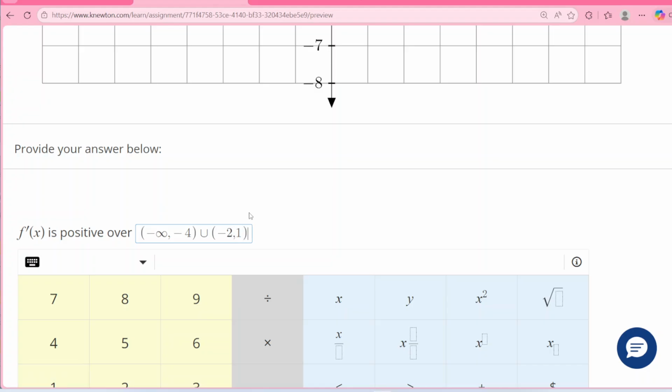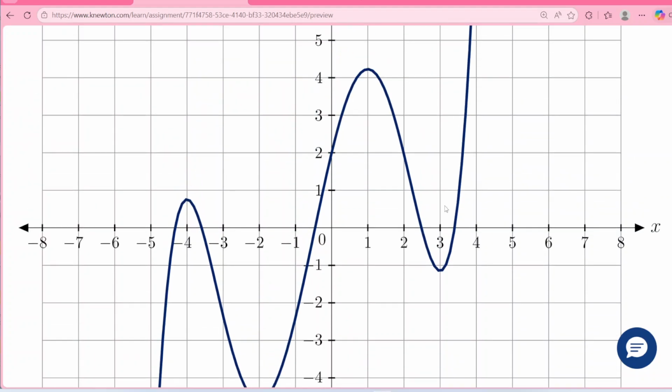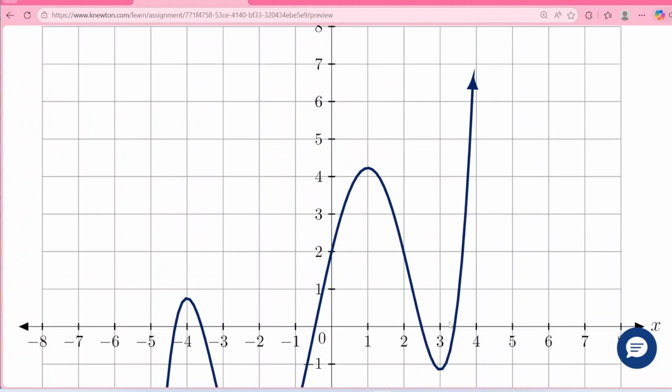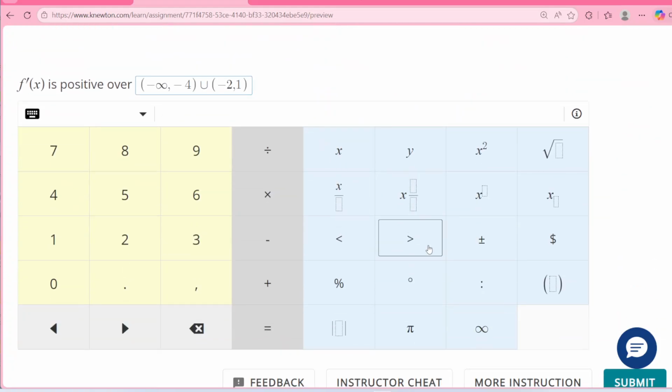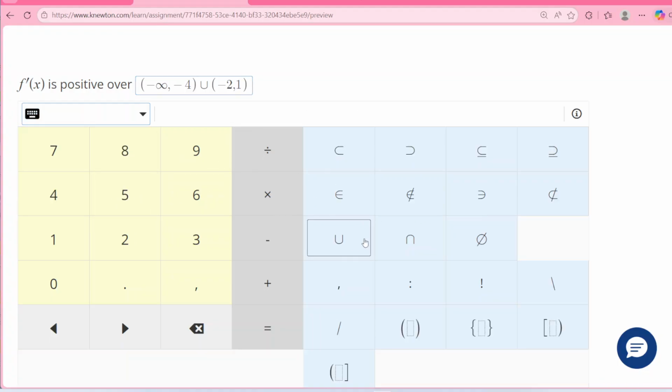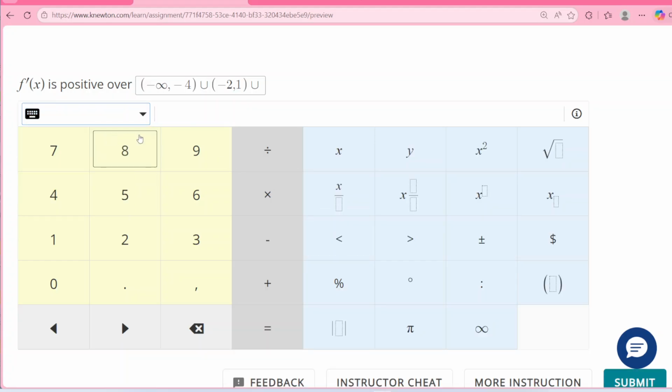And then one more. There looks like there's one more place, from 3 to infinity. From x equals 3 onward, the graph's going up. So union symbol again in the sets area, and then from 3 to infinity. From x equals 3 onward, the function's increasing, therefore it has a positive first derivative.